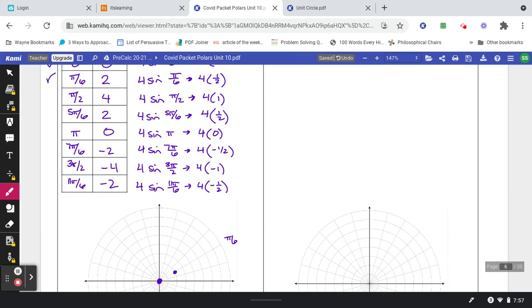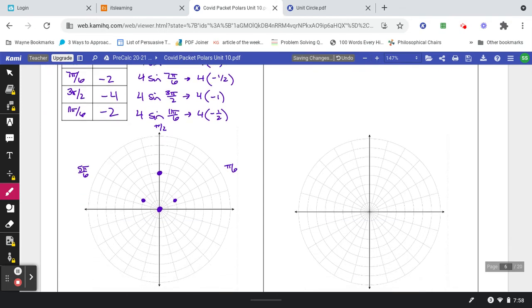Took care of that one. Pi over 2 is up here, and I want to go 4 in that direction. 5 pi over 6 would be this one, 2 in that direction. Pi, 0, that goes on the same dot I just graphed. 7 pi over 6 is down here, and this one's asking me to go negative 2. I'm going to switch colors so you can see what happens. Instead of walking towards 7 pi over 6, I'm going to walk away from it 2 places. That lands right there, on top of another point that I've already made.